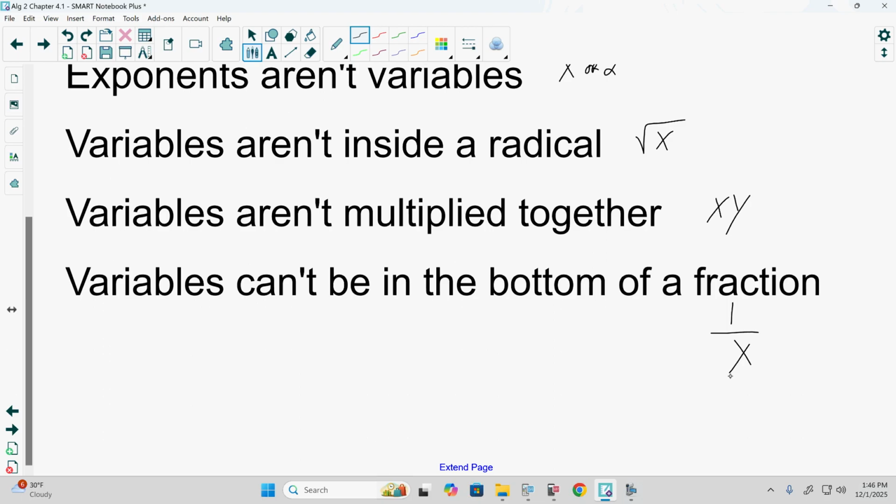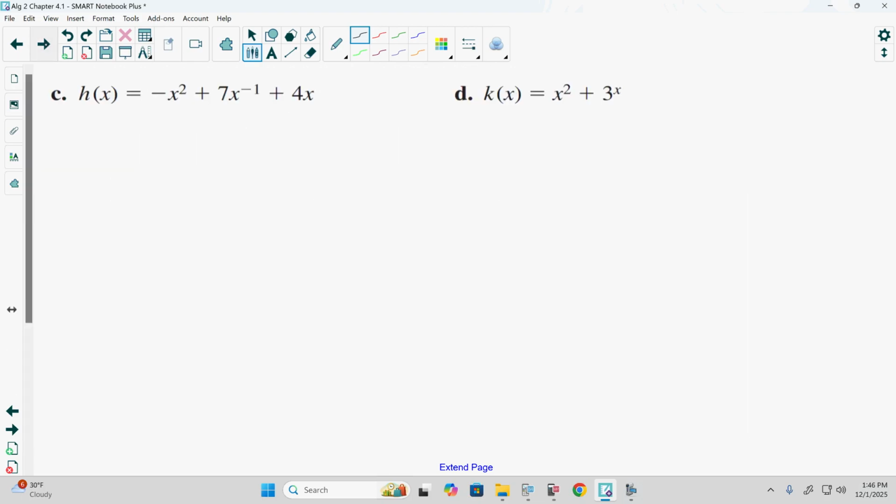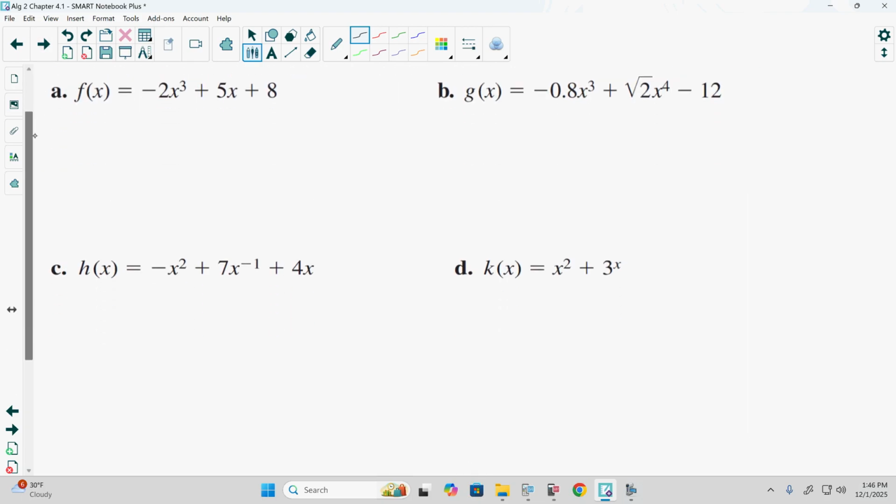All right, we ready for the first one? F of x equals -2x cubed plus 5x plus 8. So we want to first determine if it's a polynomial function or not. If it is a polynomial function, we want to write it in standard form. State the degree, type, and leading coefficient.